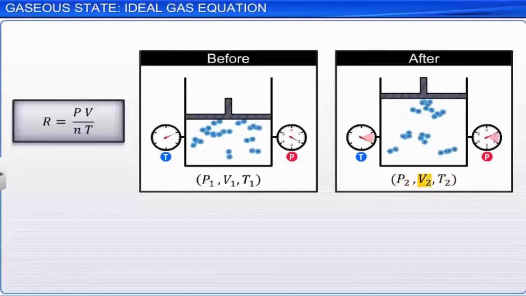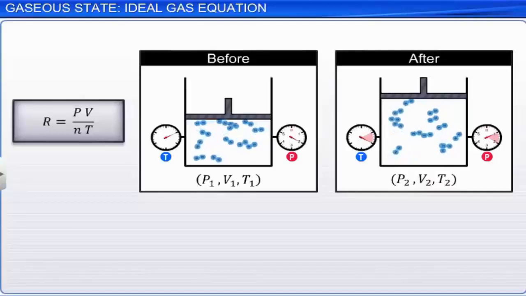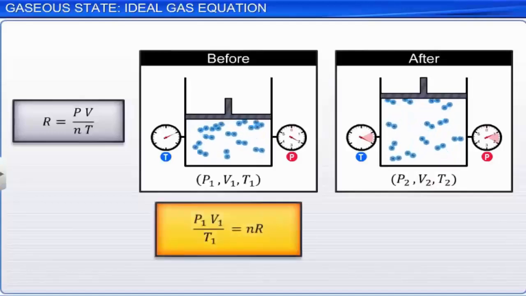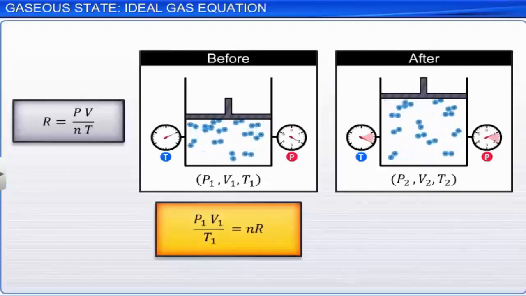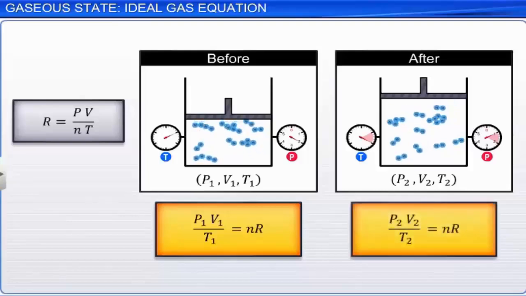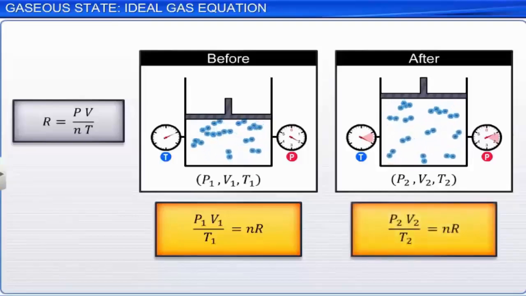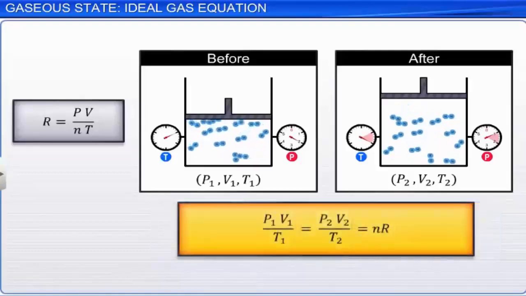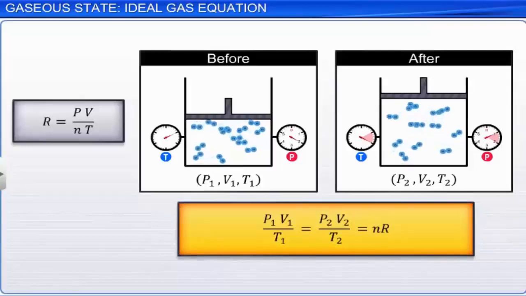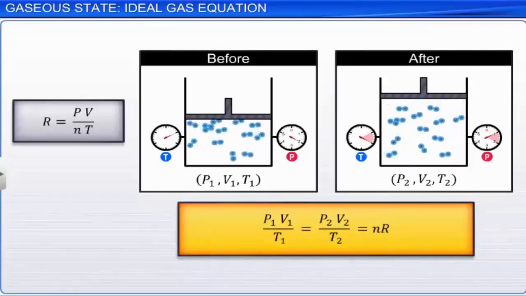P1V1 by T1 is equal to NR and P2V2 by T2 is equal to NR. Combining the two equations, we get P1V1 by T1 is equal to P2V2 by T2. This equation is known as the combined gas law and is useful in calculating any of the variables if the other 5 variables are known.